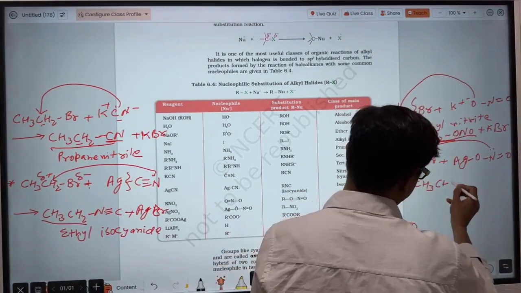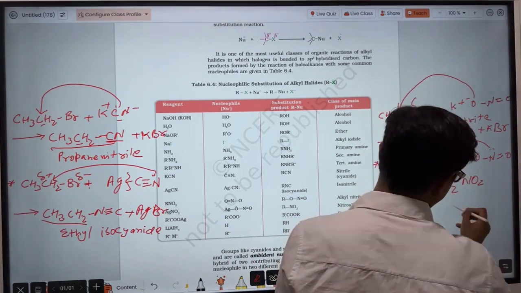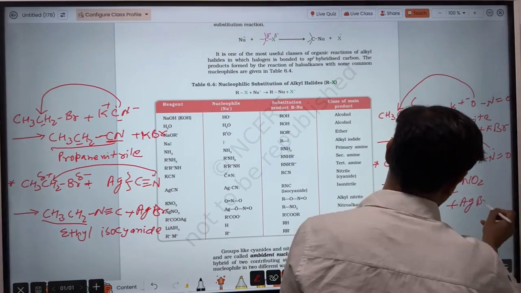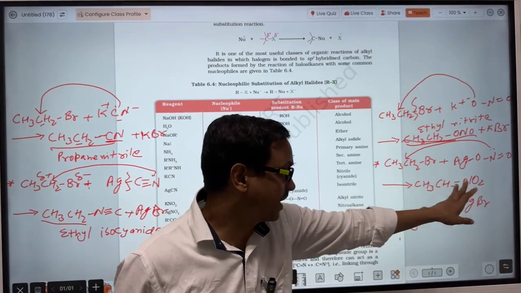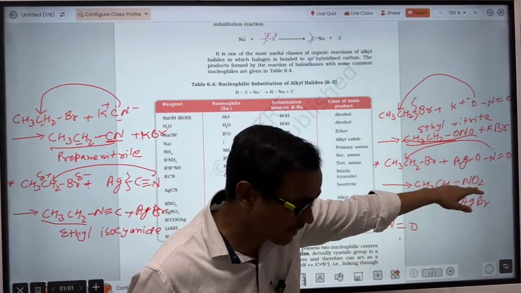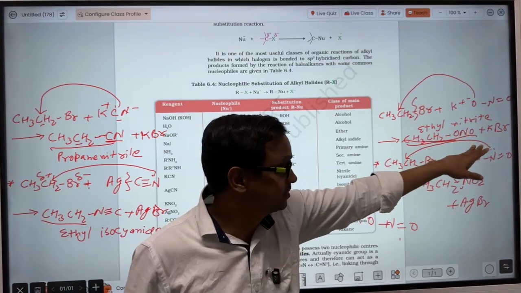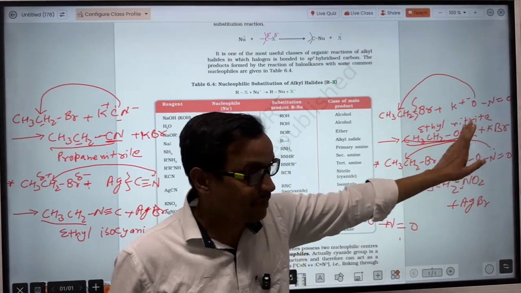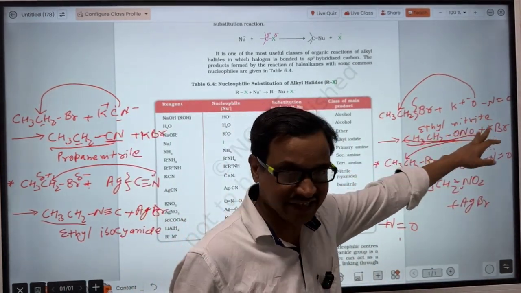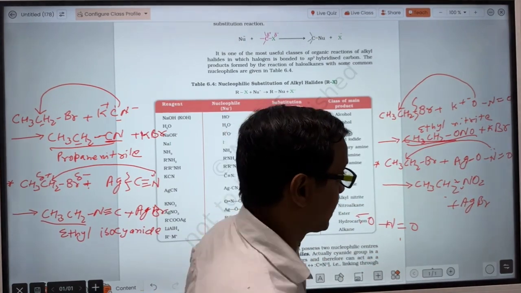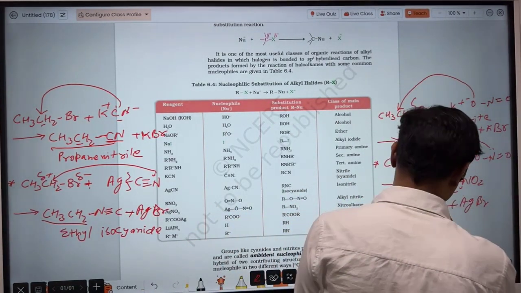And this compound, NO2 will be there, and AgBr. In this compound, nitrogen is bonded to the carbon, so that will be called nitroethane. It is the nitrogen derivative of the compound. But ONO is not the nitrogen derivative of the compound, because oxygen is getting bonded there. So for this compound we write nitrite, and for this compound we write nitro. So its name will be nitroethane.